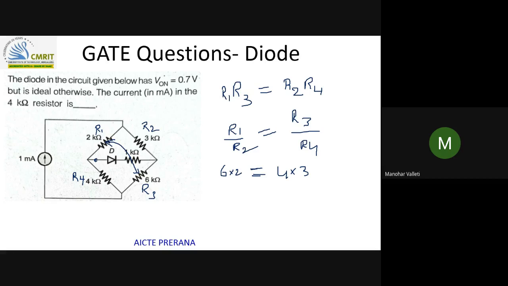Bridge balanced means the current here will be 0, right? So obviously the diode is totally eliminated here, right? No current will flow. No current flows in this, right? The equivalent circuit becomes this. Now, do you remember the current division rule? Current division rule.